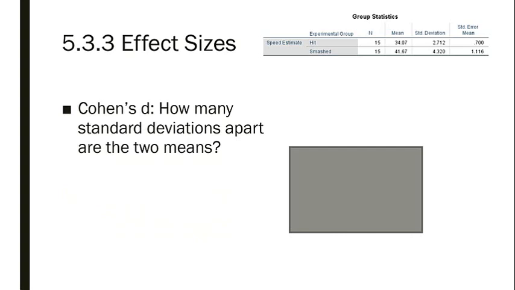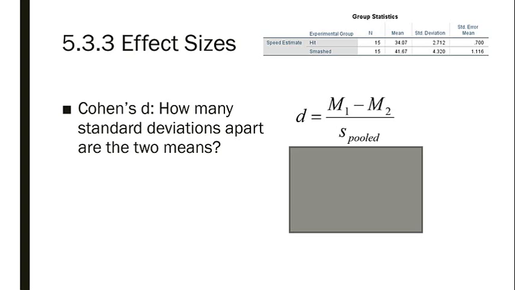We still don't have an effect size. So what we're asking is how many standard deviations apart are the two means? So basically we're standardizing the mean difference. We're calculating the difference between the two means and then dividing it by our estimate of pooled standard deviation.